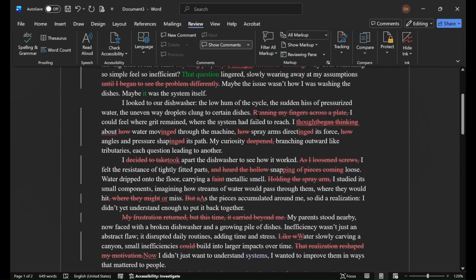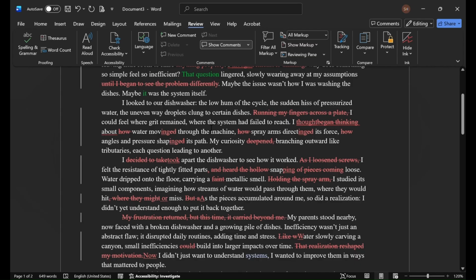Then we just have other little details here. So again, just looking for more sort of imagery that doesn't add that much to the purpose of the narrative, or is kind of redundant. So here we have running my fingers across the plate. I could feel, so we're already saying that we're feeling the plate. So running the fingers across it doesn't really add much to the purpose of what we're trying to say. So I could feel the grit.